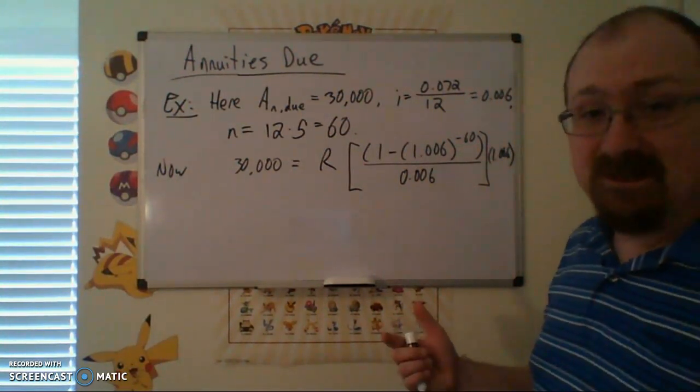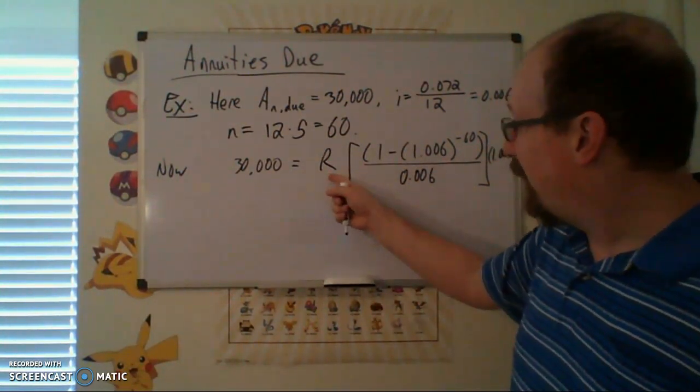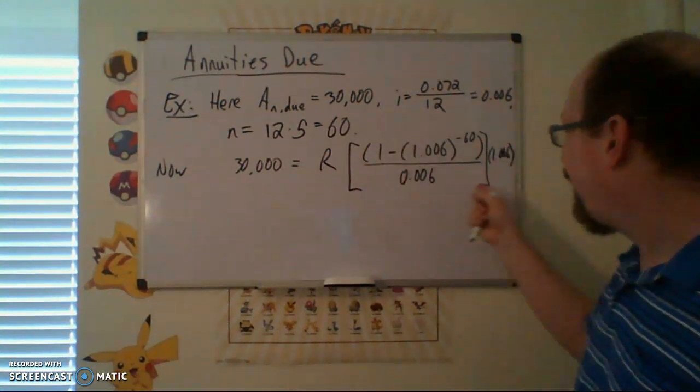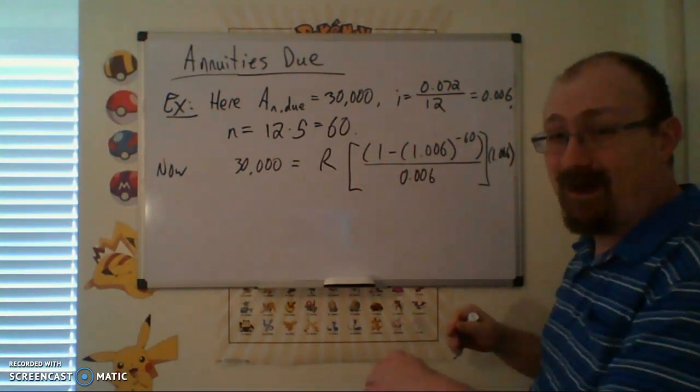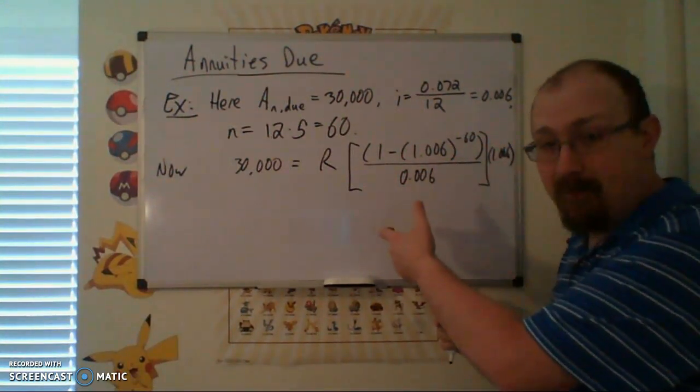So just like we've seen before, to get R by itself, we can just go ahead and crank out the arithmetic on everything that's over here, and then divide both sides of the equation by whatever number results.